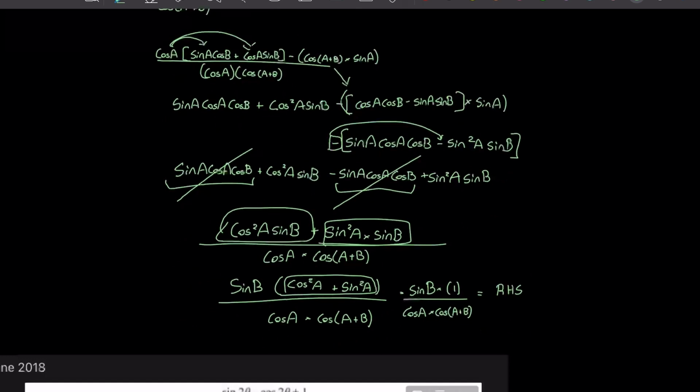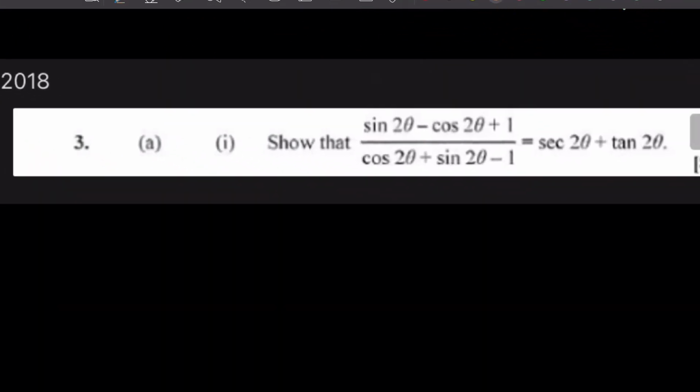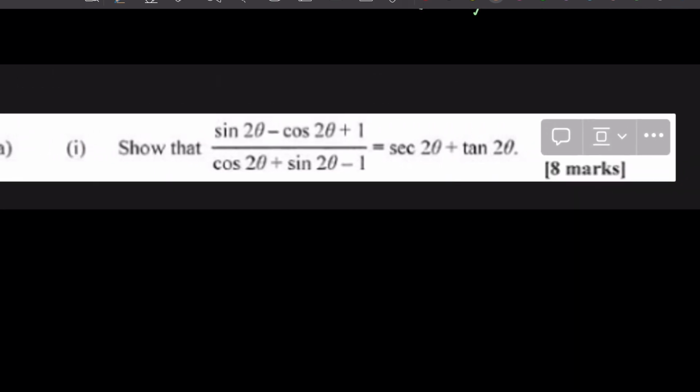So we're going to be moving on now to our next past paper question, which is from June of 2018. Now this question seems a little bit rougher now. It has a lot of double angle formulas, and it wants us to prove that it's equal to sec 2 theta and tan 2 theta. And you're probably wondering, well, you don't even know what that is. You don't even know what sec 2 theta is. And that's right, we weren't really taught it. So I'm going to go through it.